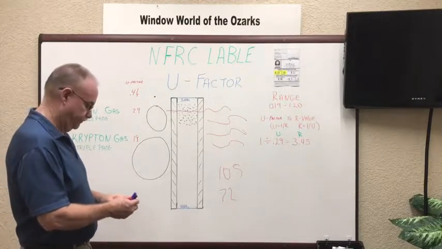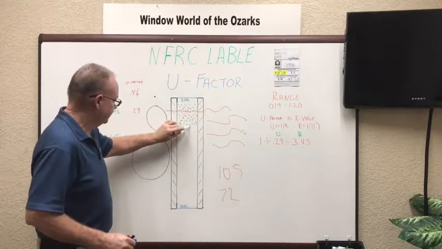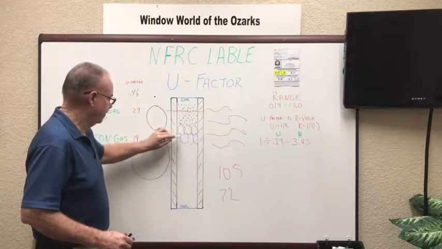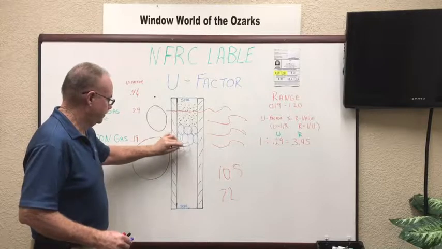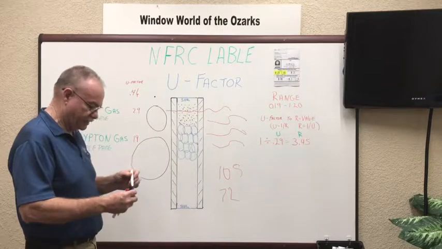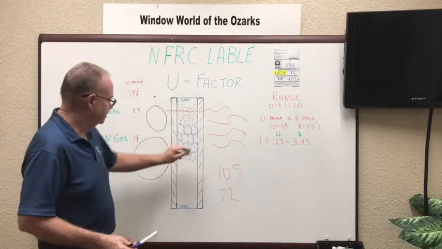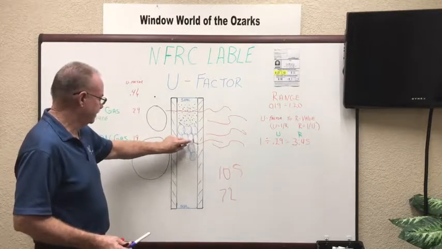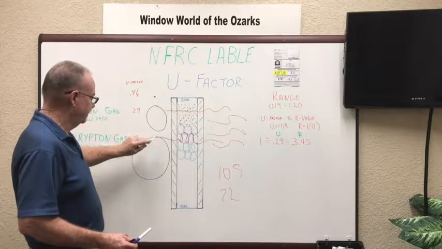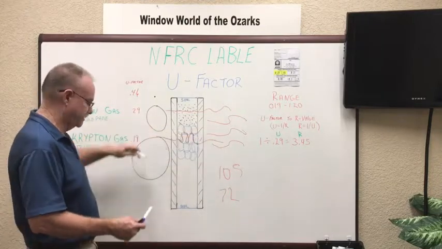Now, if you're looking at argon gas, you're filling these up with much bigger molecules. And so therefore, the bigger the object, the slower it moves, and it takes longer for it to heat up and start moving. And so when your heat's coming through, it's got to snake its way around like that right there, so it takes a lot longer for this heat to get from this side to this side.